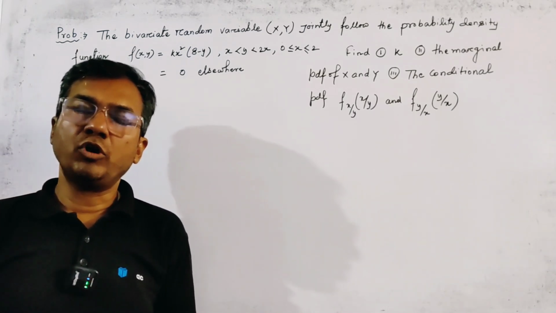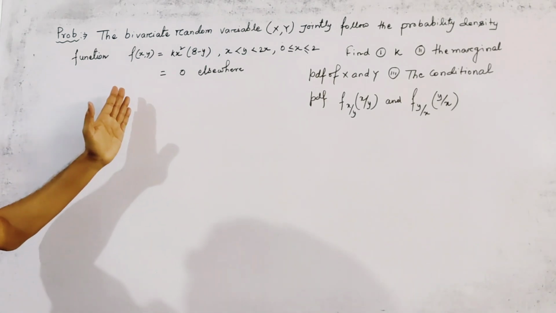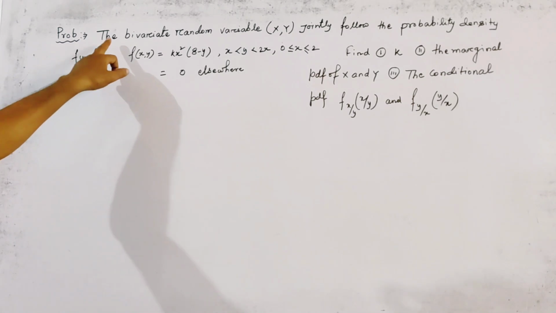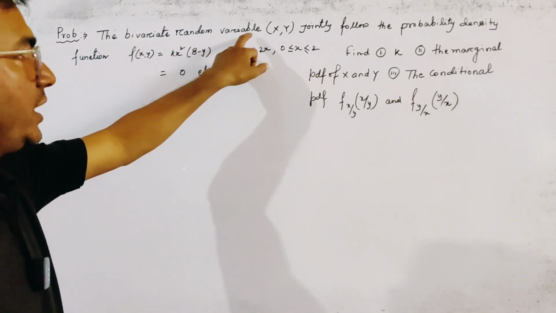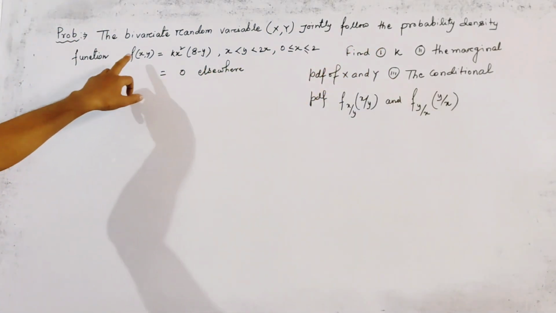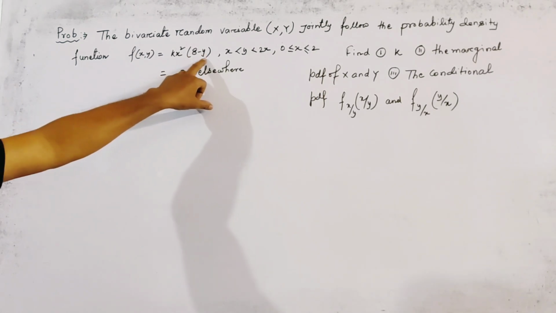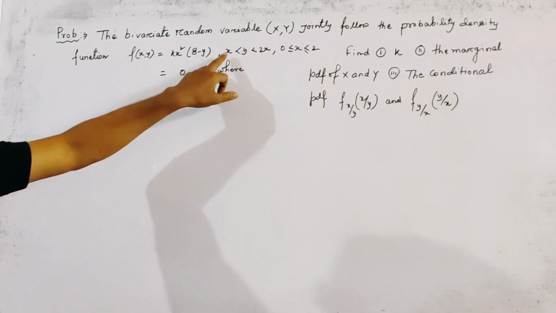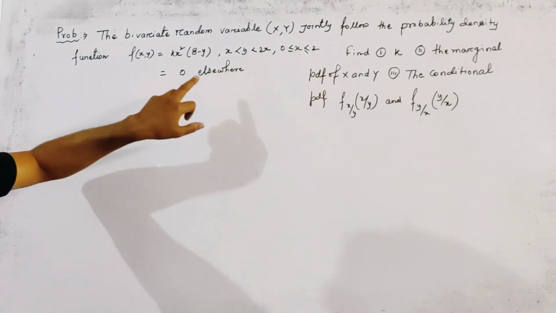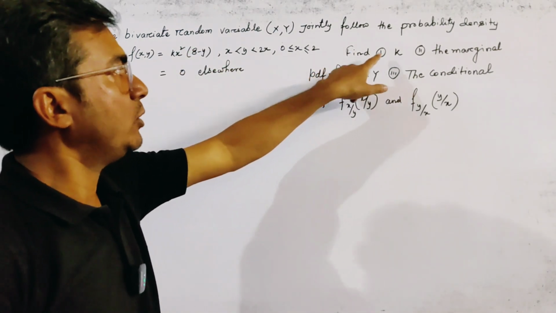Today's problem is from two-dimensional probability distribution, from a previous year question paper. The bivariate random variable (X, Y) jointly follows the probability density function f_XY = k x^2 (8 - y), where the range of y is x < y < 2x, and the range of x is 0 to 2, and 0 elsewhere. Our first problem is to find the value of k.